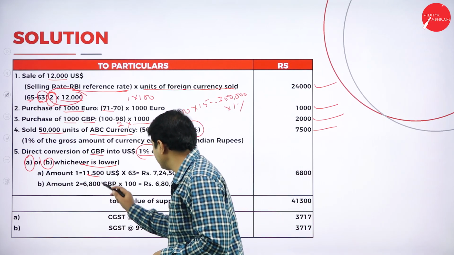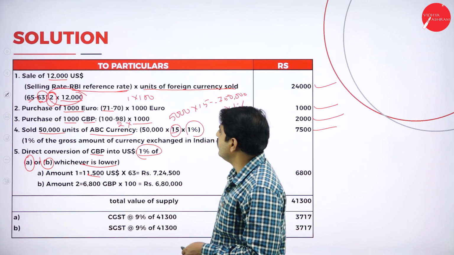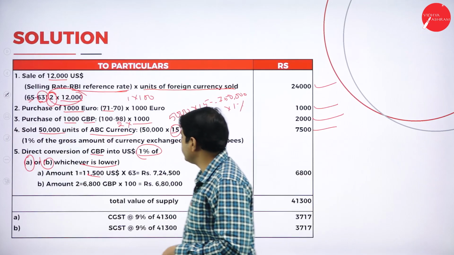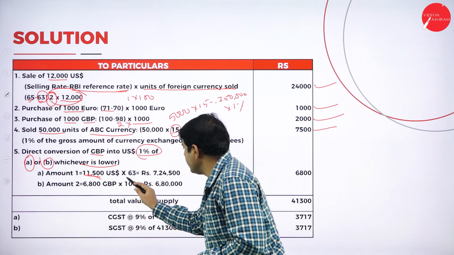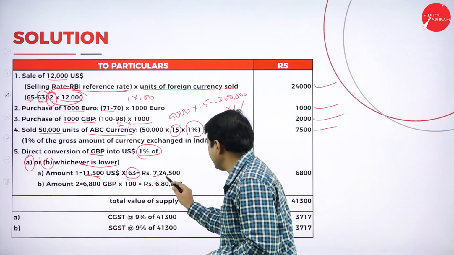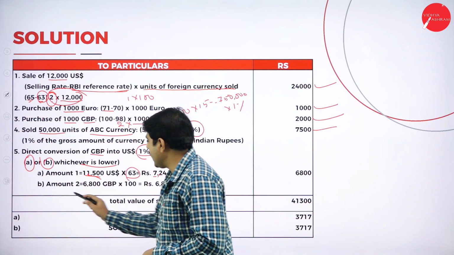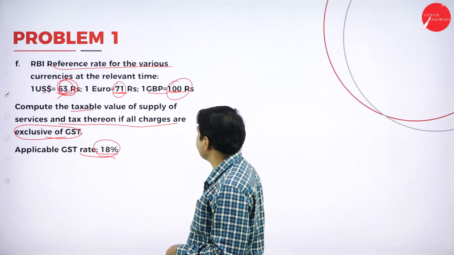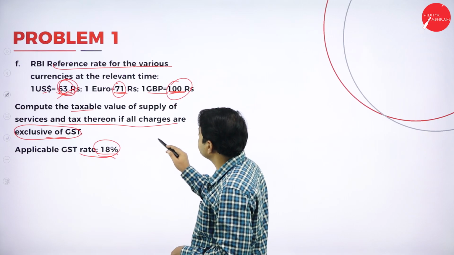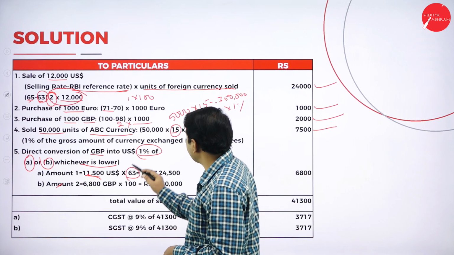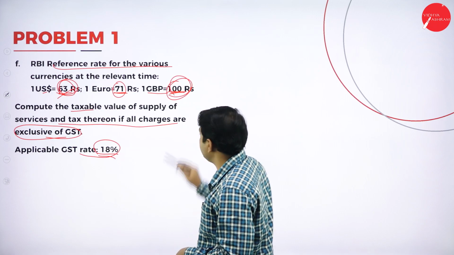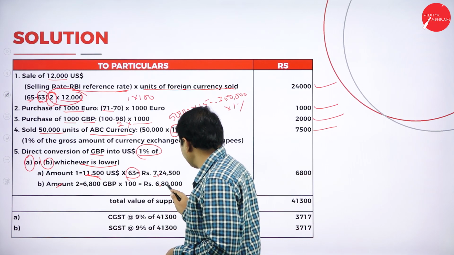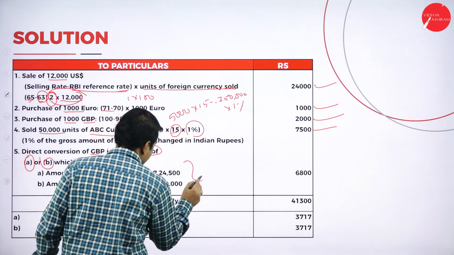So 11,000 into, what is the RBI rate here? Look at the RBI rate, 63 rupees. So if you take 11,000 into 63 rupees, you will get 7,24,500. So come to amount 2, which is 6,800. What is the RBI rate here? It is 100 rupees for GBP. So what is the amount it will become? It will become 6,80,000. So whichever is lesser.